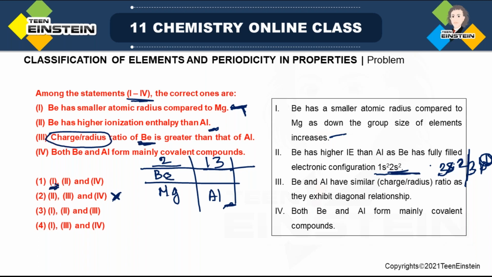So don't think that Be and Al, they are diagonally related, so everything will be exactly the same. No, it is not like that. There is some discrepancy also because of this special type of electronic configuration of beryllium, right? So this statement is basically correct. So this is also true.